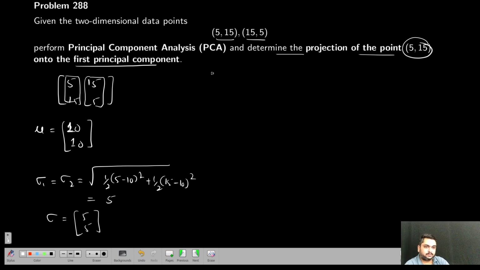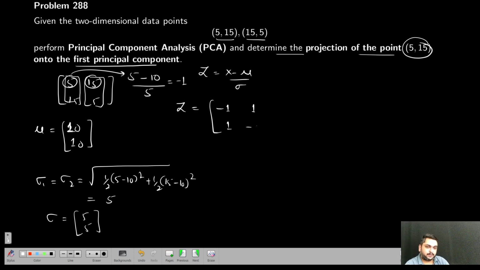Now we convert it to standard normal, the first step. So z equals x minus mu divided by sigma. You already know this. We calculate it for each of these and form the z matrix. For example, 5 minus mu, which is 10, divided by sigma, which is 5, is minus 1. So we get the z matrix as minus 1, 1, 1 and minus 1.